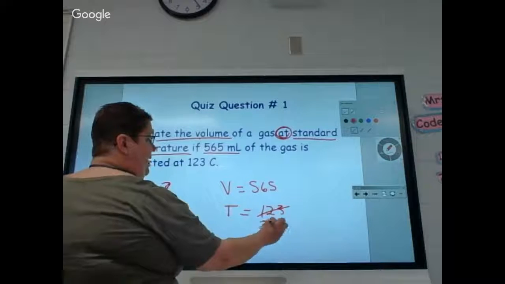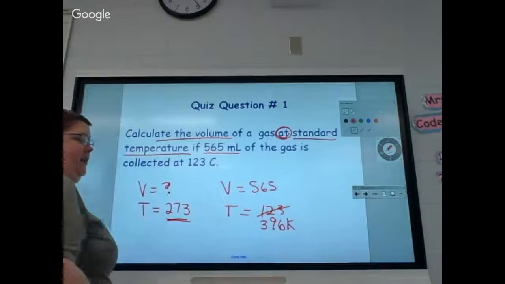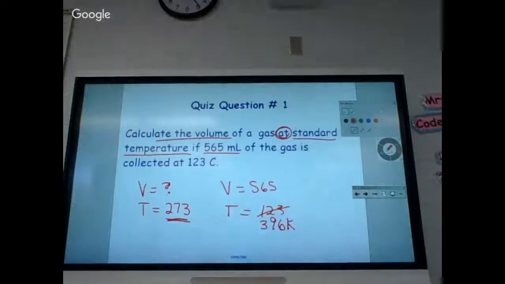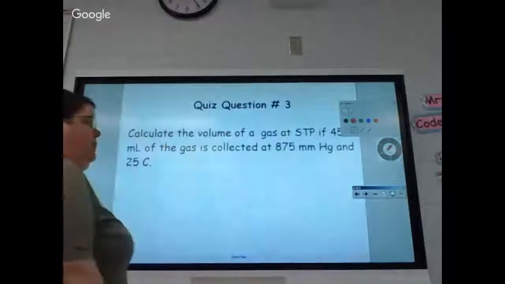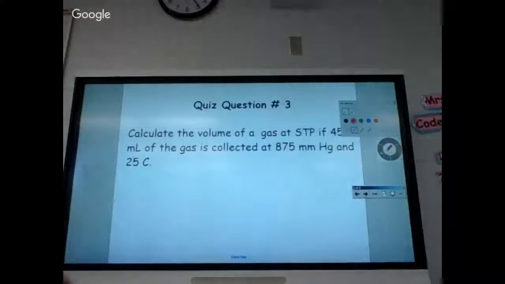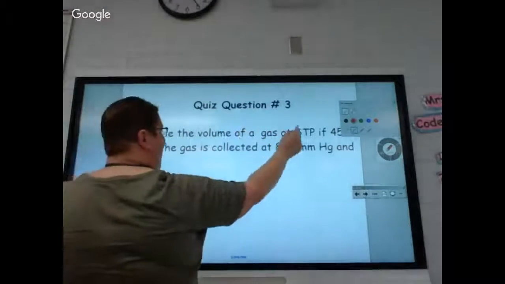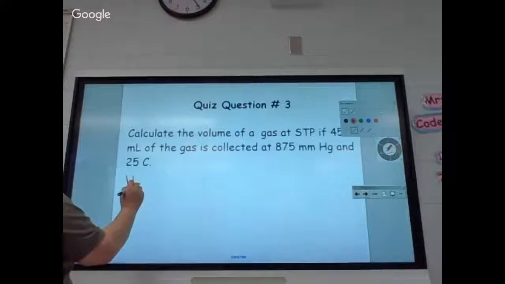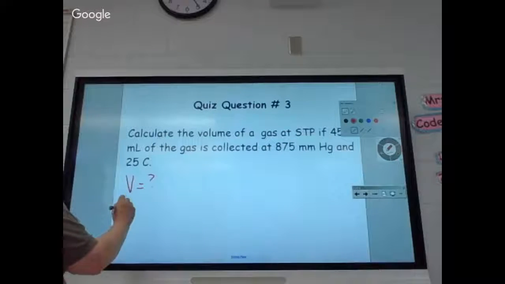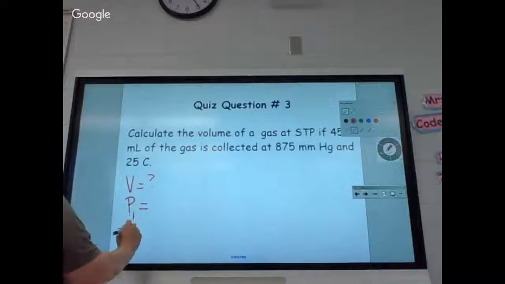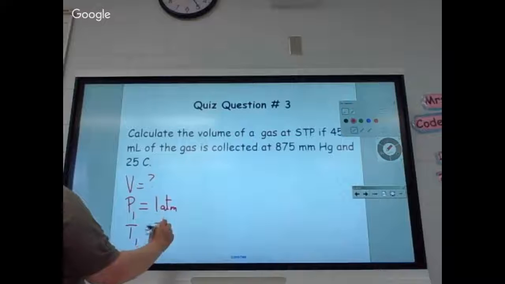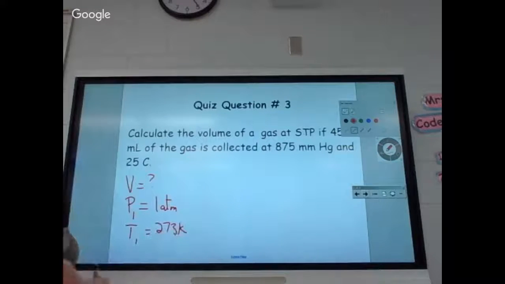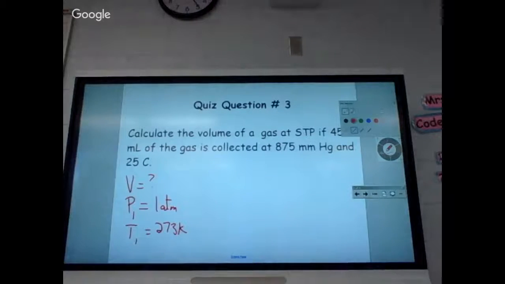So that 396K has to stay with the 565. You understand why I did that? Okay. People who made that mistake did the exact same thing in number 3. It says calculate the volume at STP. Wherever you put your calculate the volume, STP has to stay with it. 1 ATM and 273K has to stay with that calculate the volume.